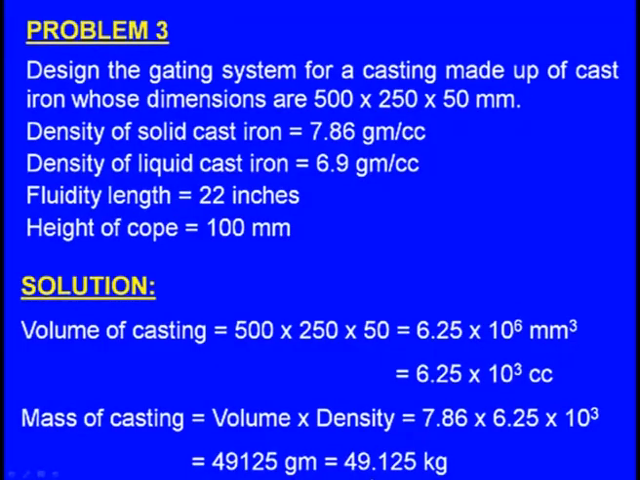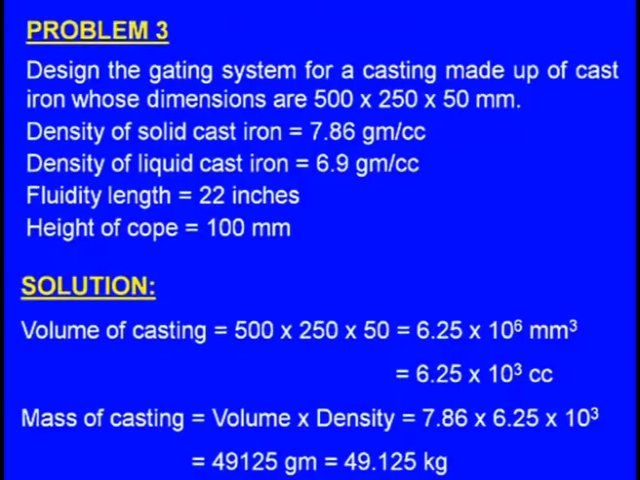Again, we need to recollect what is the meaning of the casting yield. Now, what is the mass of the casting? It is 49.125 kilograms. If this is the mass of the casting, what should be the mass of the poured metal? Do not think that the weight of the poured metal also will be 49.125 kilograms. So, this much will be occupied in the mould cavity. What about the sprue? What about the pouring cup? What about the runner? What about the ingates? What about the riser? Here also liquid metal will be filled. So, this requires extra metal than the weight of the casting. That is why the mass of the poured metal is always greater than the mass of the casting.